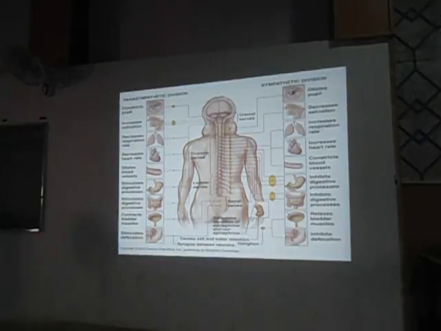For mydriasis and meiosis, where do we need to alternate mydriasis and meiosis? In refractory areas, we do only mydriasis. In ideal cases, when there is inflammation, we need to do alternating mydriasis and meiosis so that we can prevent the adhesions. That's where we can use the parasympathetic pupil constriction drug, which is pilocarpine.